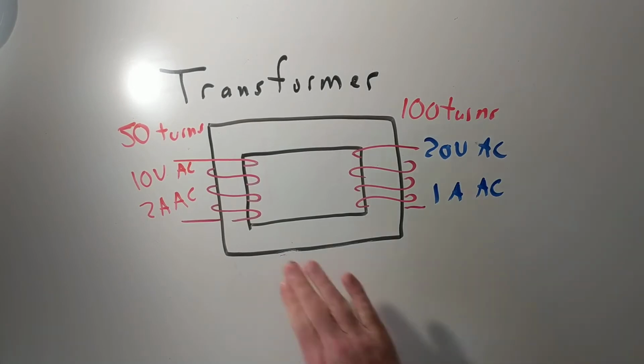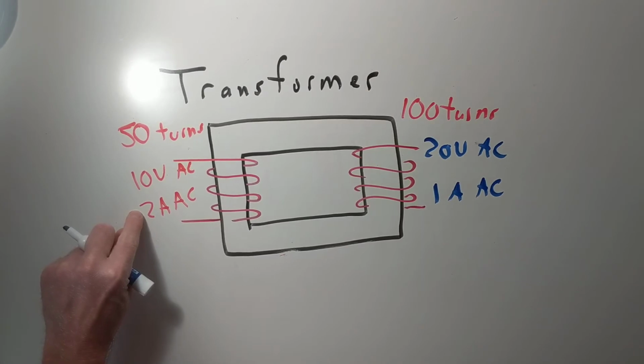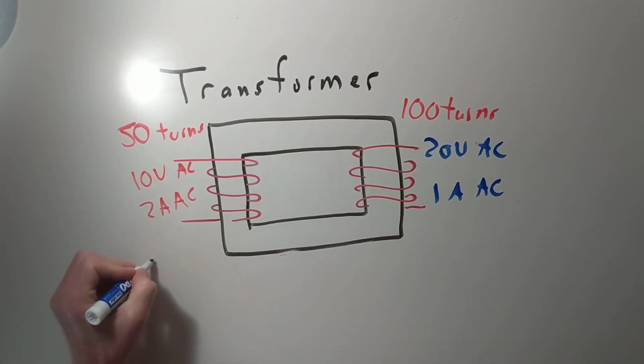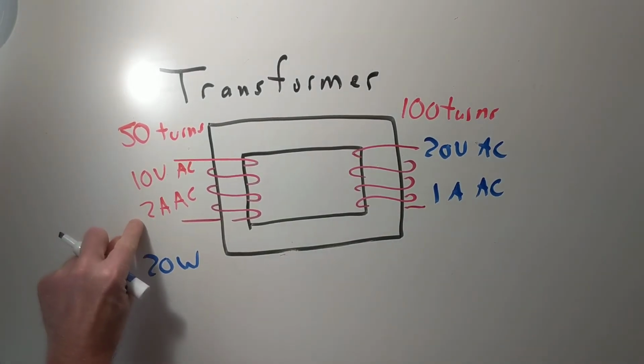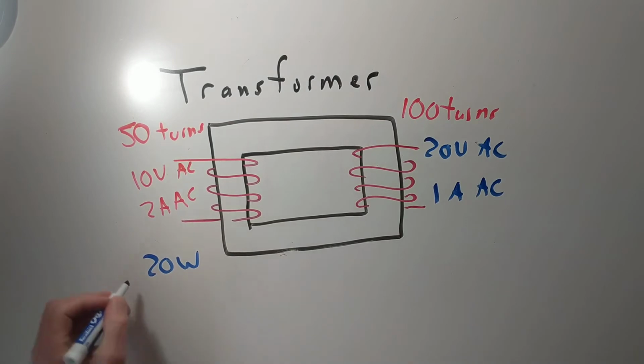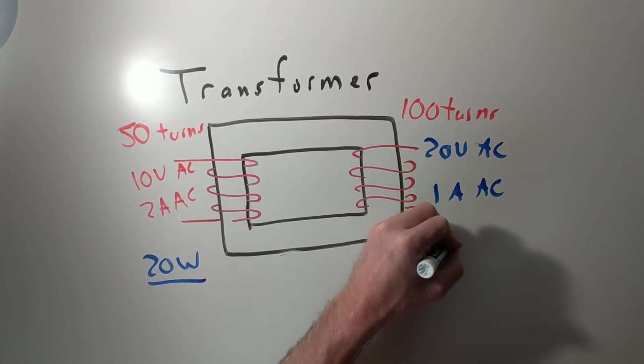Remember, proportions that we talk about for the turns is for voltage, not for current. For current, it drops down. But what you can see here is in the transformer, if you have 10 volts times 2 amps, we're going to have this as a 20-watt transformer, because that's voltage times current is power. So the power there is 20 watts. On this side, 20 times 1 is also 20 watts.